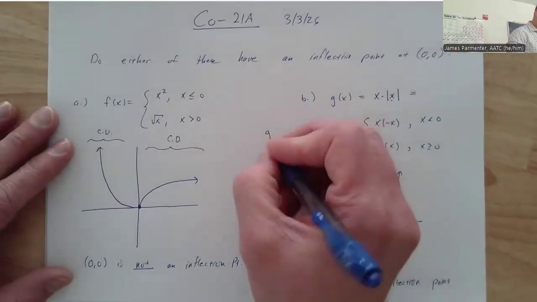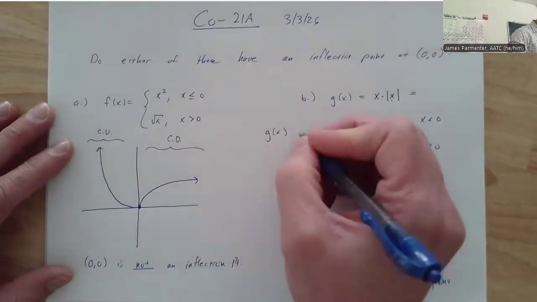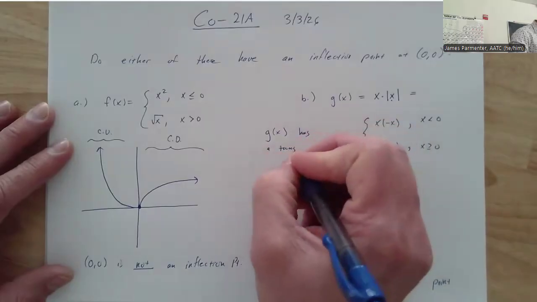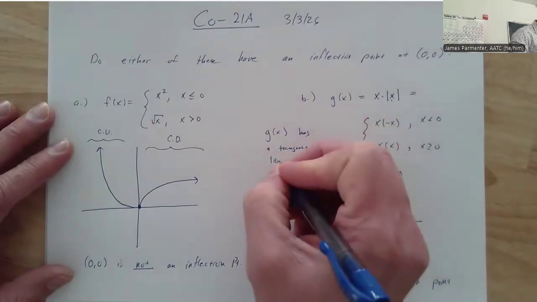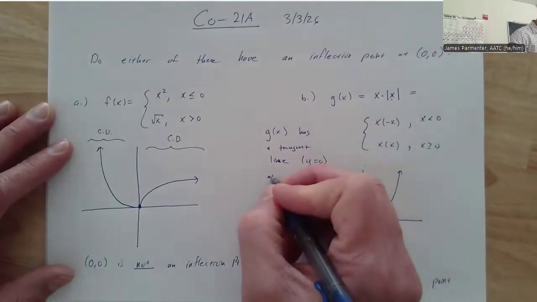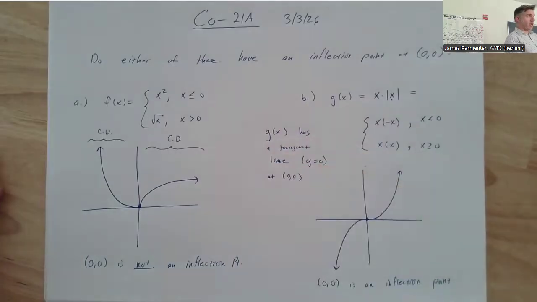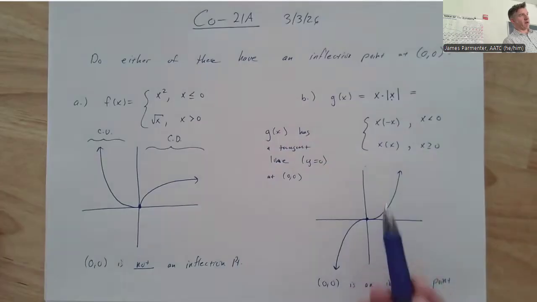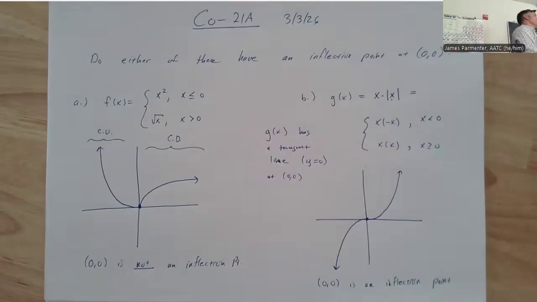So definitely g of x has a tangent line. It's the x-axis, y equal to 0 at the origin. And the concavity changes, right? It's concave down over here, it's concave up over here. So we definitely have an inflection point at the origin. What I was trying to say is this function is differentiable at the origin, right? What's the derivative at the origin for sure? I think it's 0. We can show it.